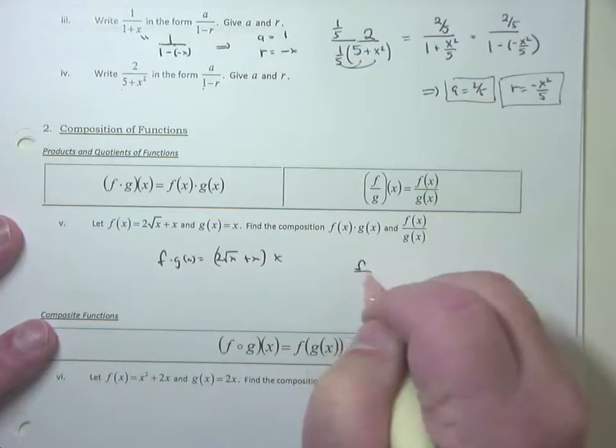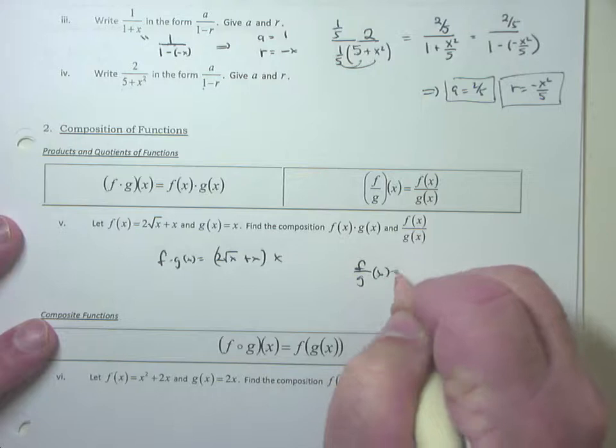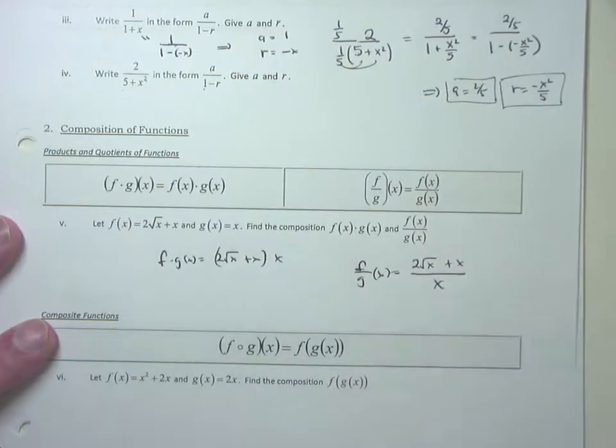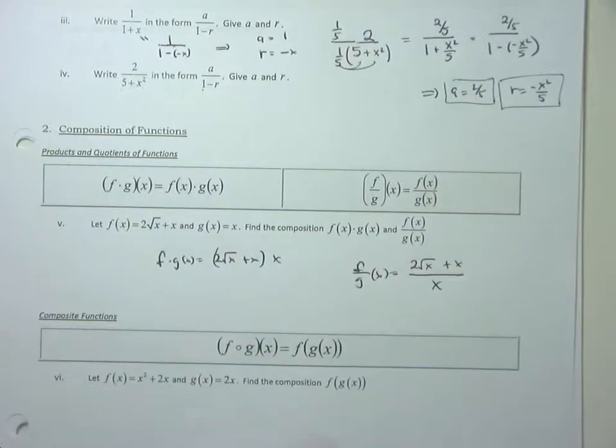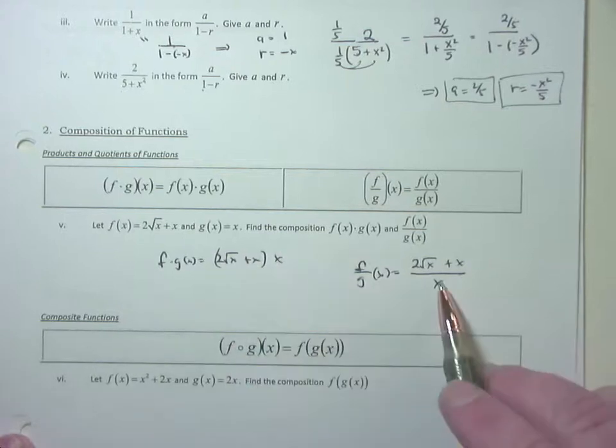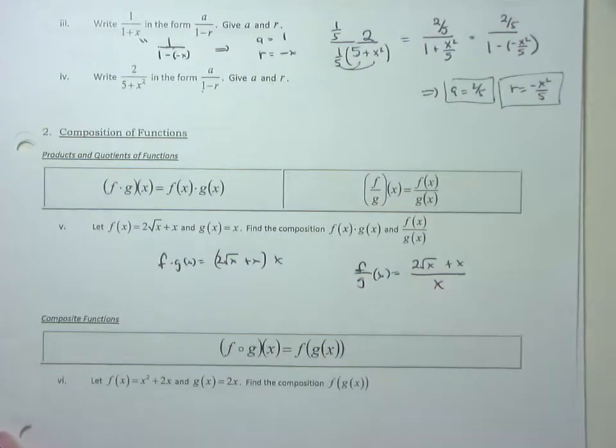And f divided by g of x would be equal to 2 square root of x plus x, divided by x. Basically, you're going to put together functions, multiply them, and divide them. And if you wanted to, you could clean this up by distributing. You could clean this up by taking that single term and dividing into both terms.